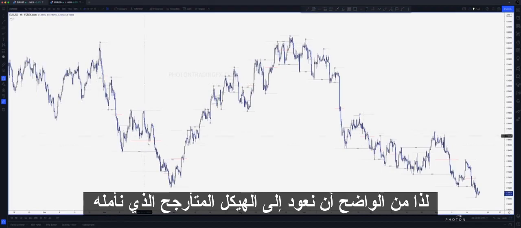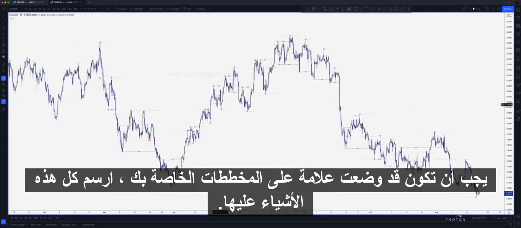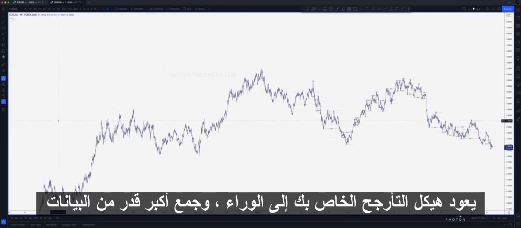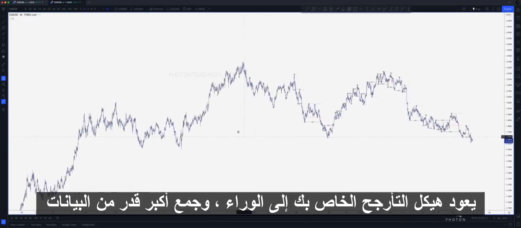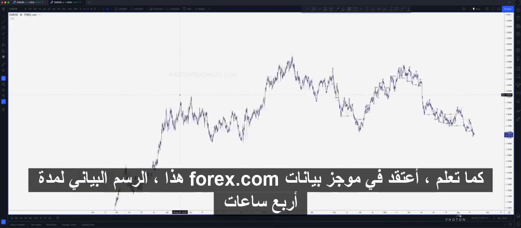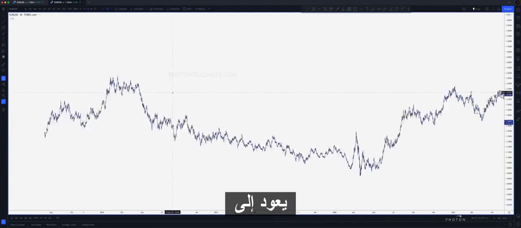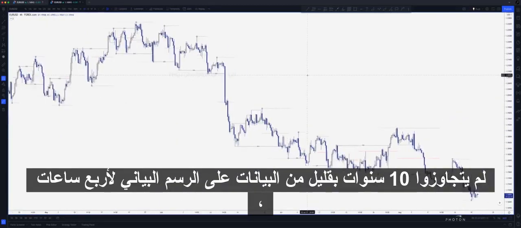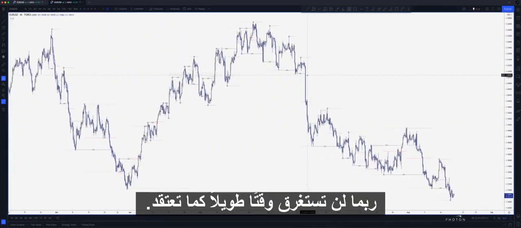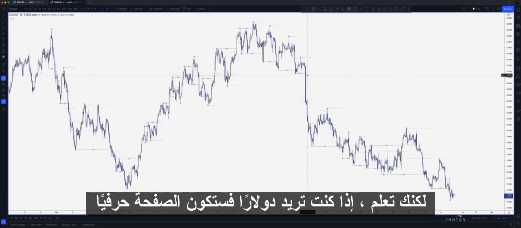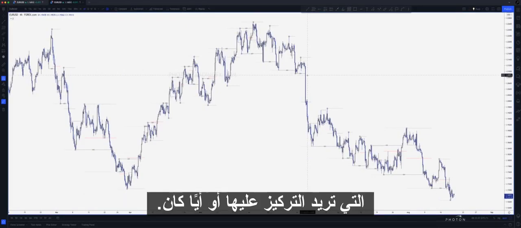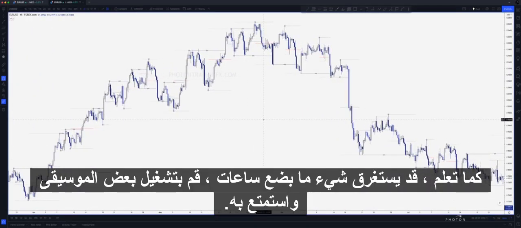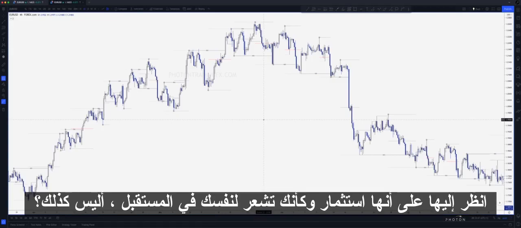So obviously go back through the swing structure that hopefully you should have marked on your charts. Draw all of these on, and what I would also recommend, if you haven't done so already with your swing structure, is go further back, collect as much data as possible. I believe on this forex.com data feed, the 4-hour chart goes all the way back to 2013, right? So you can get just under 10 years of data on the 4-hour chart. It probably won't actually take you as long as you think, but literally, if Euro-dollar is going to be the pair that you want to concentrate on, or whatever pair it is, it's only going to take a few hours. Put some music on, enjoy it, see it as an investment for your future self, right?